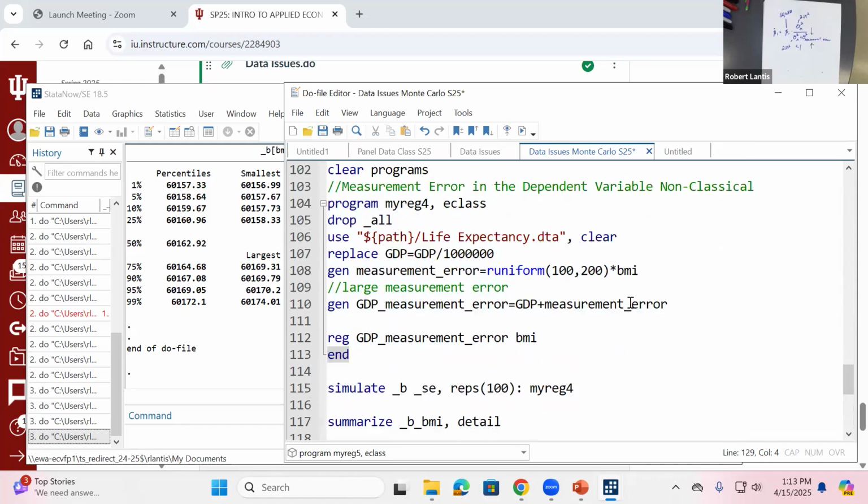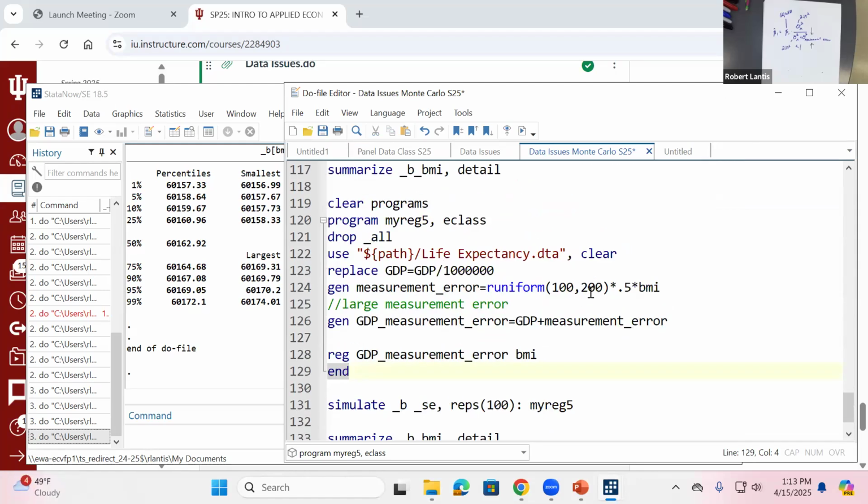Okay. So notice here, the first one was a different function for the measurement error than the second. One of them produced a coefficient that was lower. One produced a coefficient that was higher. So we don't really know. Questions on that before we keep moving here?